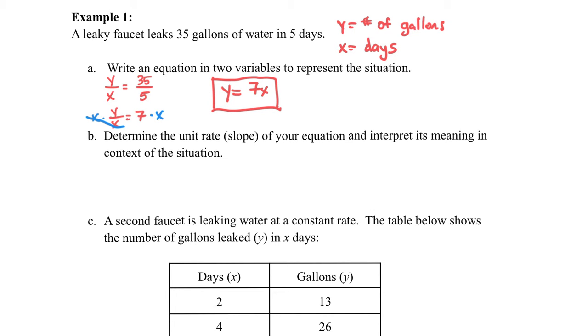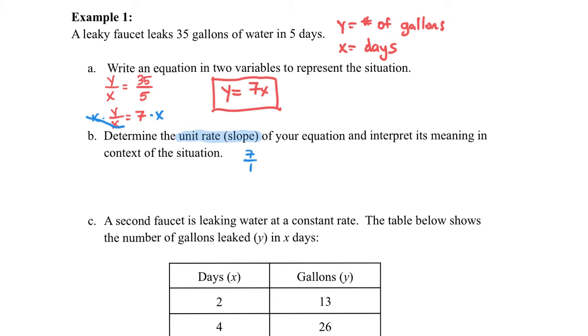Okay, so determine the unit rate or slope of your equation and interpret its meaning in context of the situation. Unit rate means that you're going to take your fraction, because sometimes our slopes are going to be fractions, and you're going to divide it. What that does is change the denominator to 1. In this problem, the denominator is already 1. So my unit rate, my slope, is 7 over 1, like it was up here, where 35 divided by 5 reduces to 7 over 1. So we ended up with a normal number. If you end up with a fraction, you would just divide that fraction to get the unit rate. You'll see in another problem what I mean by that.